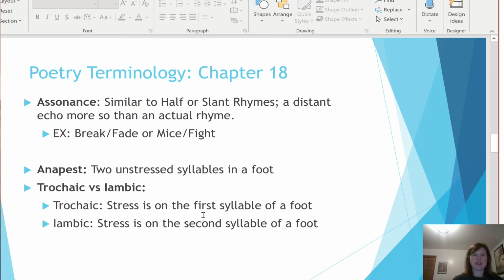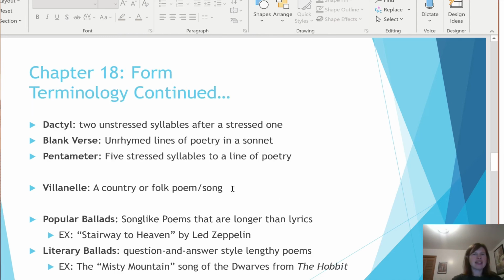And then this last slide with chapter 18, there's just some more terms that are talked about. Chapter 18, I didn't put all the terms from chapter 18 in here with form because there's so many. And honestly, if you all go through the chapter, find what terms are going to work for your discussion of your poems that you've either created or you're analyzing, because all of those terms in the book will work. It's just what's going to work for you.